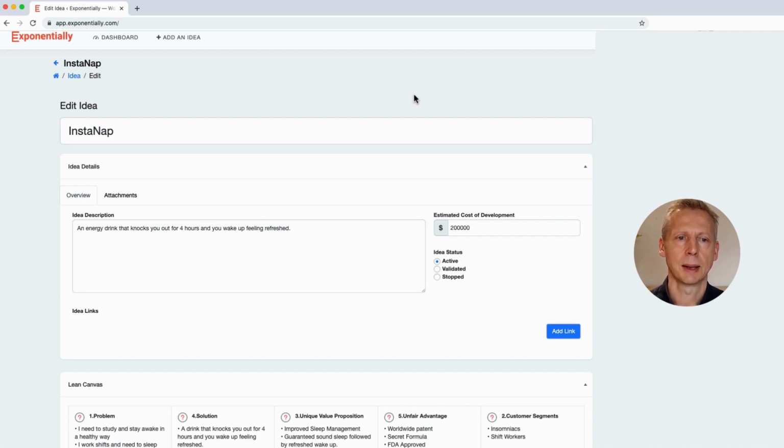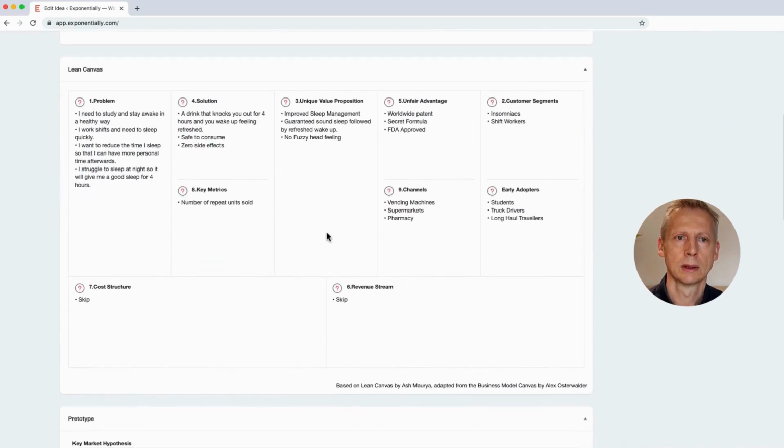Now if you remember, Instanap is an energy drink that knocks you out for 4 hours and you wake up feeling refreshed. So the reason we do the Lean Canvas is because we're trying to get the customer perspective of the problem and the solution and why we would even bother to do this. We're not trying to figure out how to sell more Instanap. We're trying to figure out, does anyone even care about this particular product? So let's start over here with the problem.